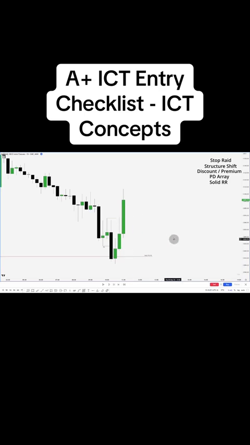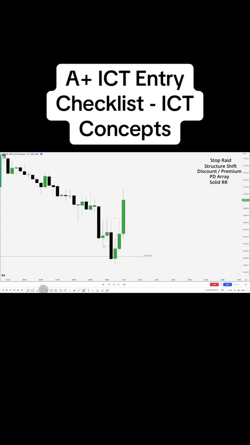So going through each concept individually, the first one we have is discount and premium. So ideally, with this displacement range, I'm not looking to long above this 0.5. I'd want to be longing this green section down here. Taking that one step further by using an OTE, I can see that this is our premium up here where I do not want to be longing, and this narrows down my discount range to my OTE right in here.